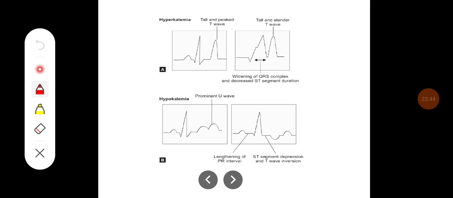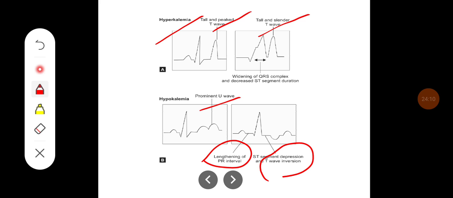So these are the effects. In hyperkalemia, you can see the tall and peaked T waves, and in severe hyperkalemia, there can be widening of the QRS complex with slender T waves. And in hypokalemia, there can be prominent U waves, lengthening of the PR interval, and ST segment depression and T wave inversion.